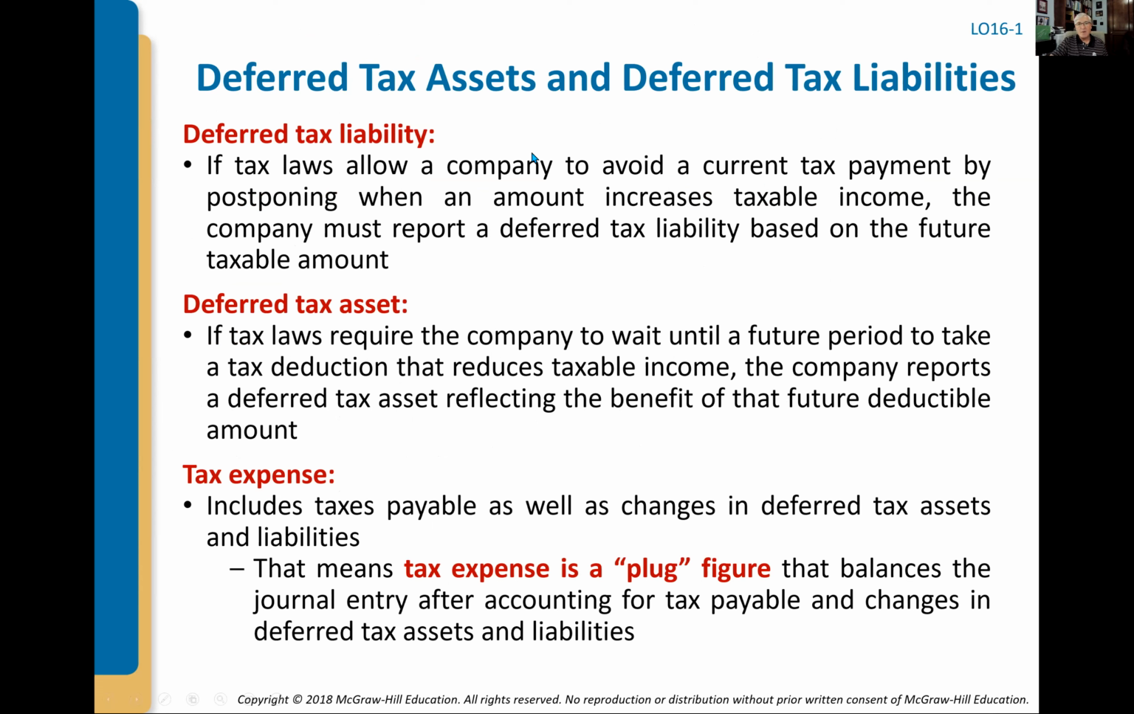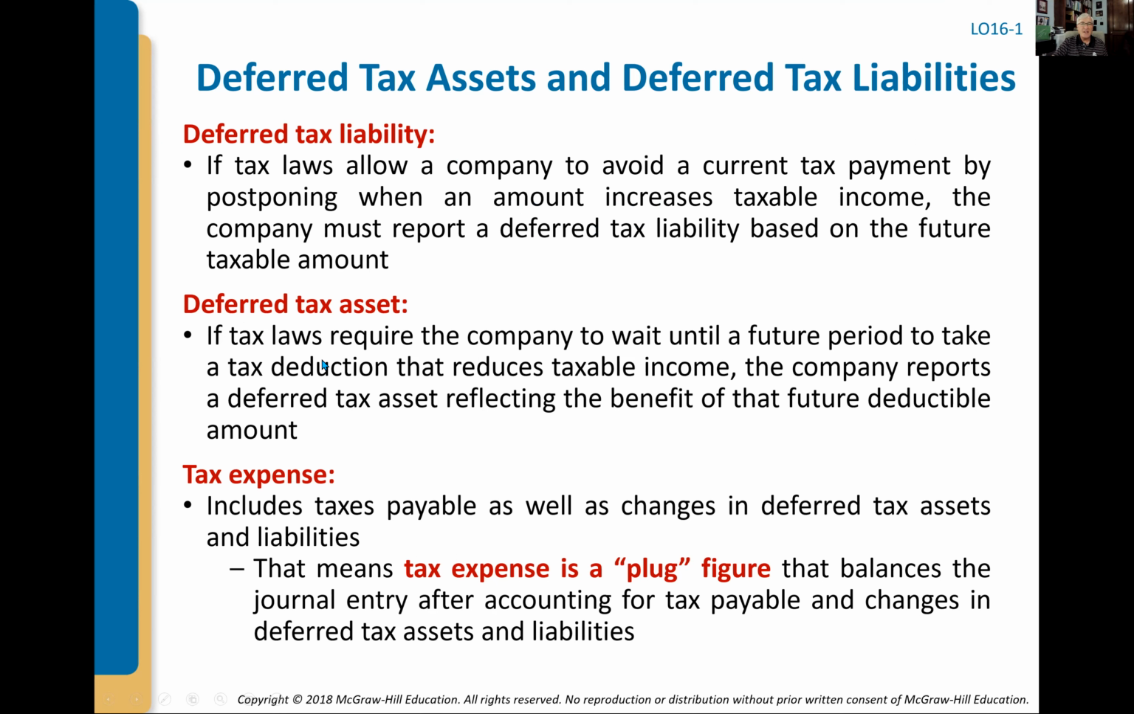So a deferred tax liability arises if the tax law allows the company to avoid a current tax payment by postponing it to the future. So let's look at the installment sale that we looked at ahead of this lecture. We recorded on the book side, if you remember, the $300,000 of revenues, but no tax liability. That's going to happen in the future, and we're going to have to pay taxes when we receive those payments in years 1, 2, and 3, if you remember the example. And so that's a deferred tax liability.